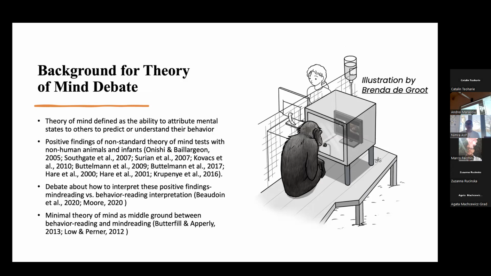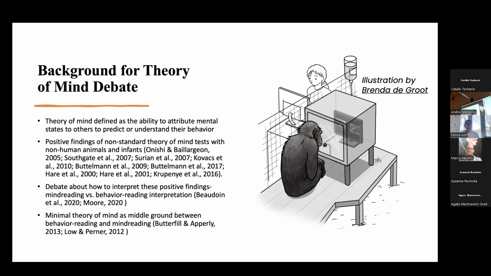So which requires meta representation. So to have mental representations of others as mental representations, and then using these states to make predictions or form explanations of others' behaviors.